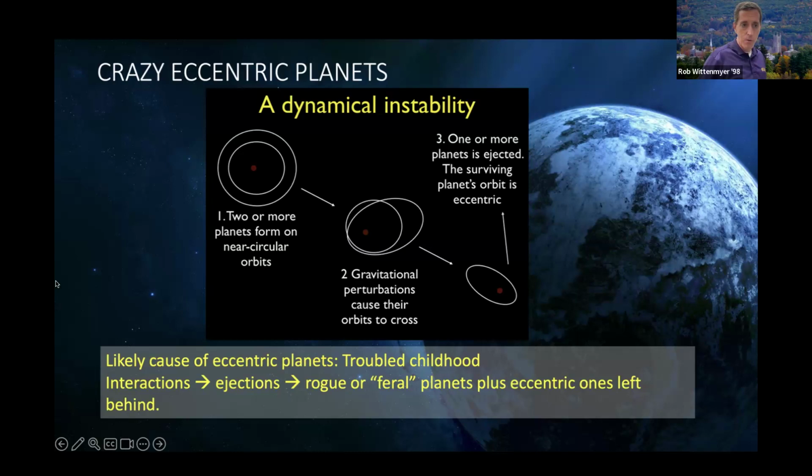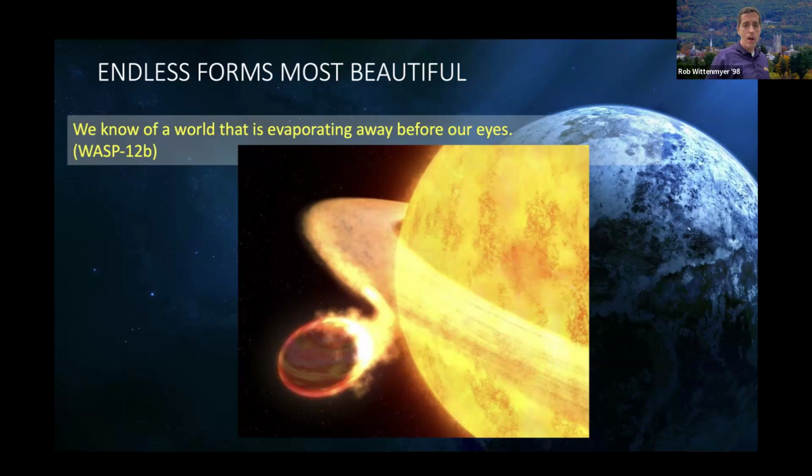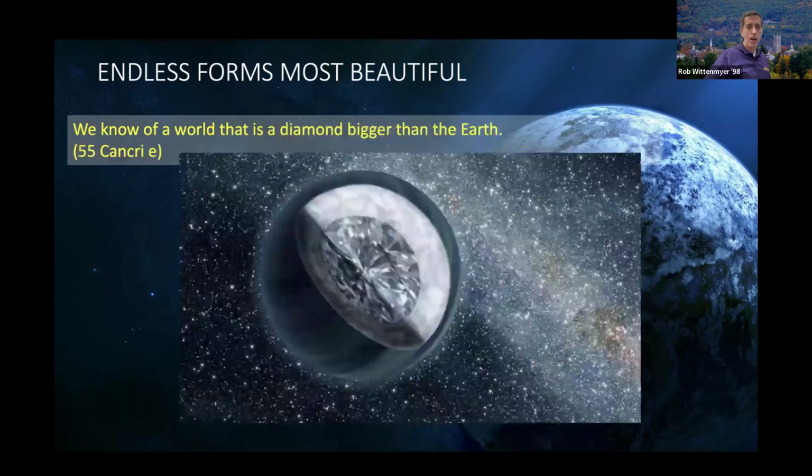So just a quick overview of some diversity before we get to the other stuff. There are evaporating planets. You can name them. WASP 12 is one of them. There's more than one, but there's several that you can actually see the atmosphere evaporating off, like a comet's tail. The diamond world, that's sort of a good media thing. It just means it has a lot of carbon. So we call it a diamond world, because what happens, you put a bunch of carbon in one place, you get a diamond.